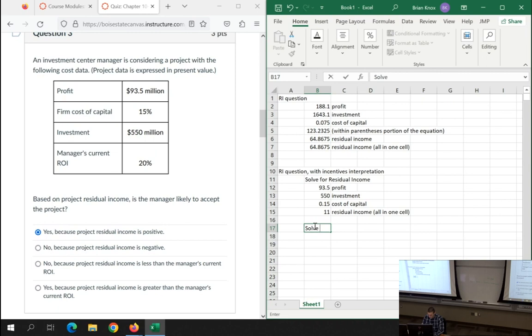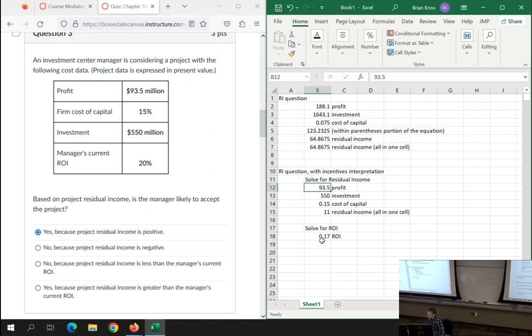We could also, if ROI comes easier to us, just say ROI, which is profit over investment. So the ROI is 17%. That 17% is greater than 15%. That means we will have a positive residual income. It's impossible for it to be otherwise. A 17% ROI against a cost of capital of 15% means that the profit here is going to be greater than the amount we need to break even, basically that part in the parentheses.